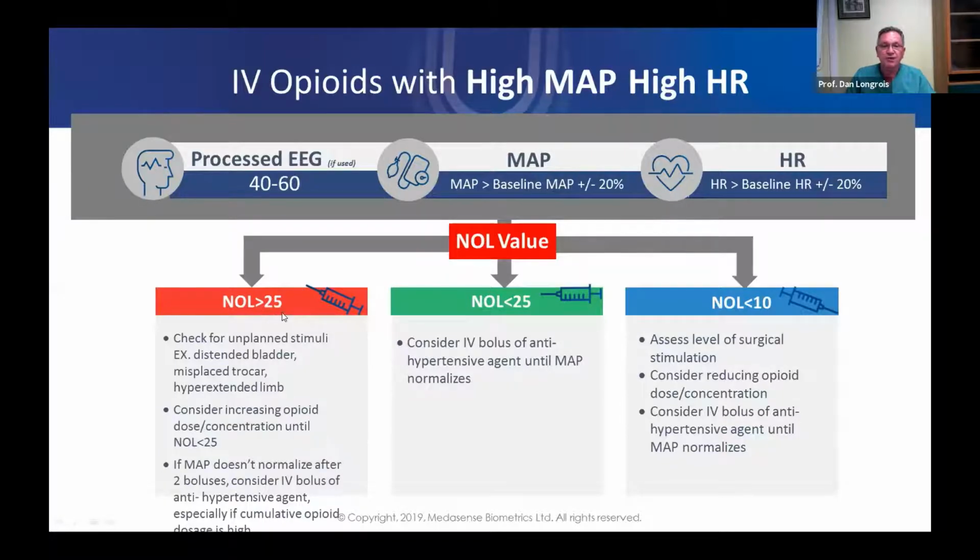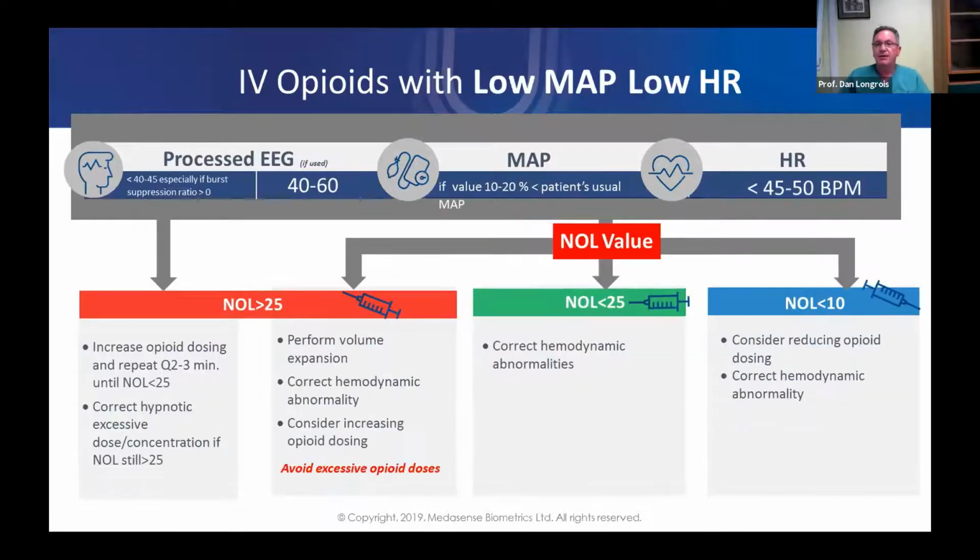If the NOL is higher than 25, you look at unplanned stimuli: distended bladder, a misplaced trocar, a hyperextended limb. So you should consider increasing the opioid dose or looking for a specific excessive nociceptive stimulus that you can avoid. If the NOL is less than 25, probably the cause of the increased mean arterial pressure is not a lack of opioid or anti-nociceptive, and is probably a vascular reaction, and you need to give a vasodilator. And if the NOL is lower than 10, you should of course not give an opioid or an anti-nociceptive, but look specifically at the treatment of heart rate and mean arterial pressure, and find a reason why the NOL is lower than 10.